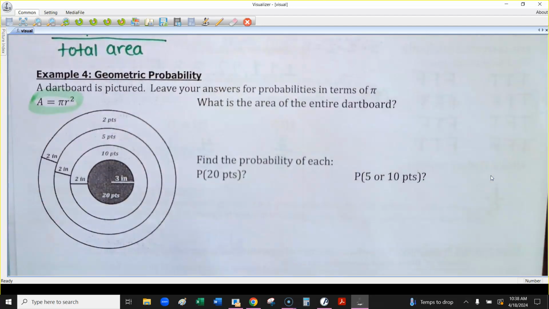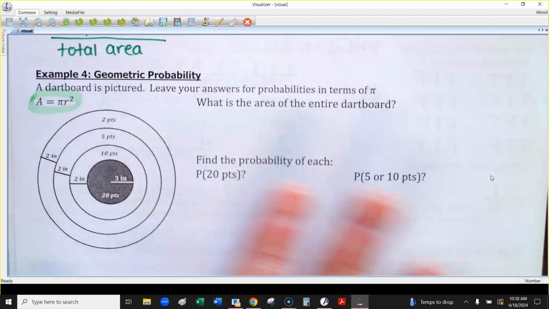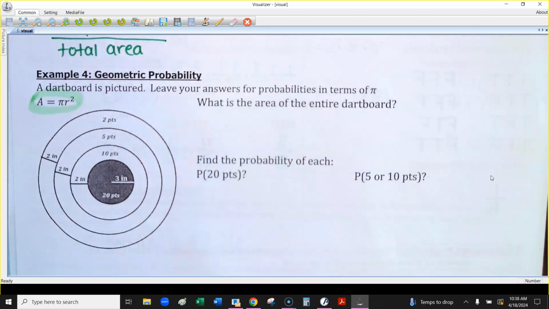So the first thing I want to do is find the area of the whole thing, because that would be going on the bottom of any fraction we're going to use for a probability. Can you look at that diagram? Just take a second here.